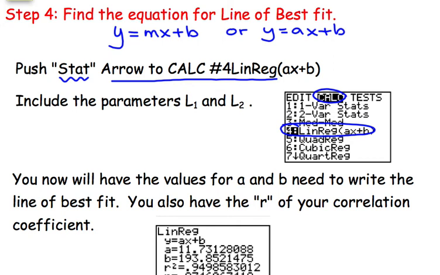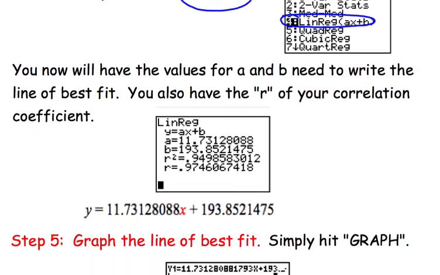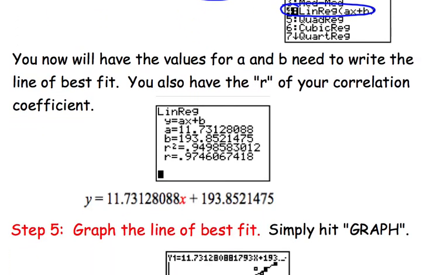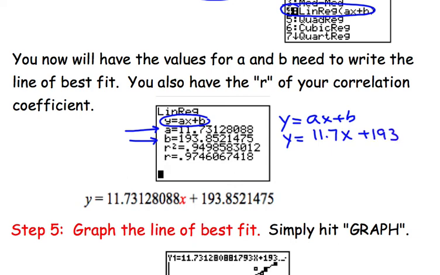You want to include the parameters of list 1 and list 2. Now you will have the values for a and b in order to write the line of best fit. You can also find the correlation r. So here is y equals ax plus b. There's your a value. There's your b value. So as an equation, ax plus b, your a value represents your slope, 11.7x. Your b value is your y-intercept, 193.